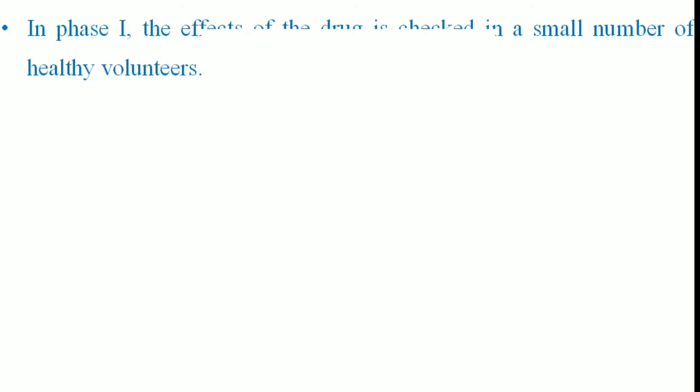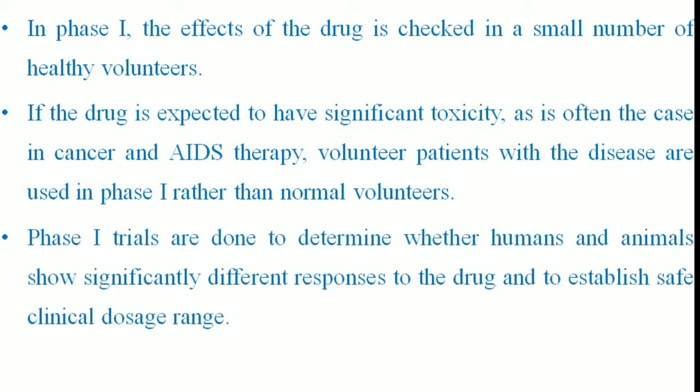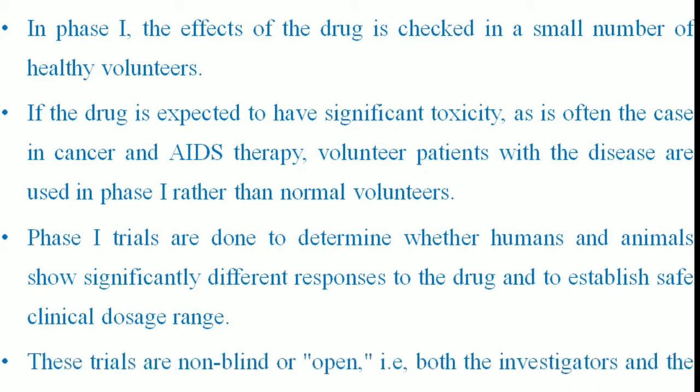Now, phase 1. In phase 1, the effects of the drug are checked in a small number of volunteers. If the drug is expected to have significant toxicity, as is often the case in cancer and AIDS therapy, volunteer patients with the disease are used in phase 1 rather than normal volunteers. Phase 1 trials are done to determine whether humans and animals show significantly different responses to the drug and to establish a safe clinical dosage range. These trials are not blind or open, that is, both the investigator and the subject know what is being given.